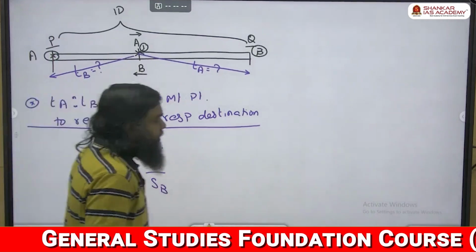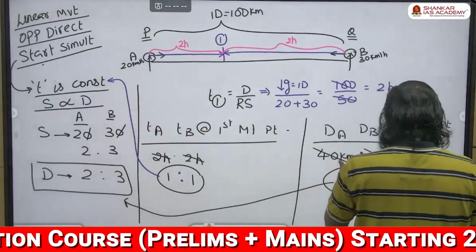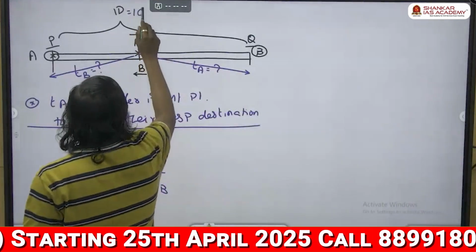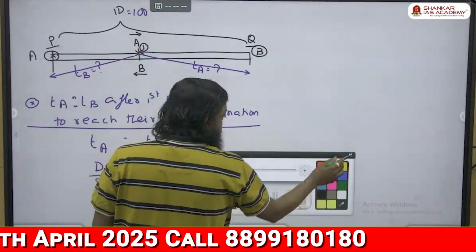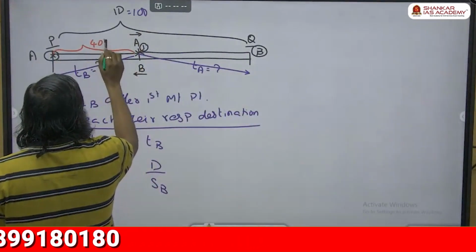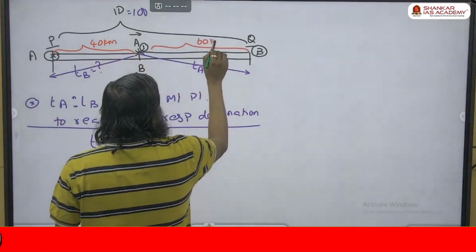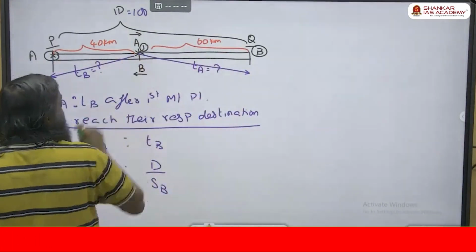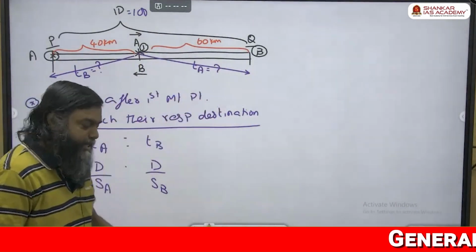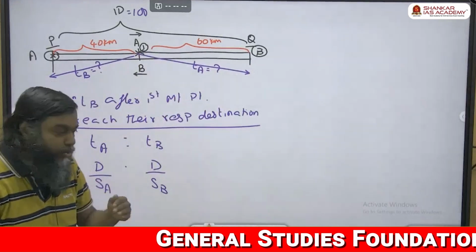Now, at the time of first meeting, how much distance did A travel? Listen carefully. How much did A travel to reach the first meeting place? How much did B travel to reach the first meeting place? Now A is standing here and is going to reach the destination. How much distance does A have to travel after the first meeting point to reach its destination?